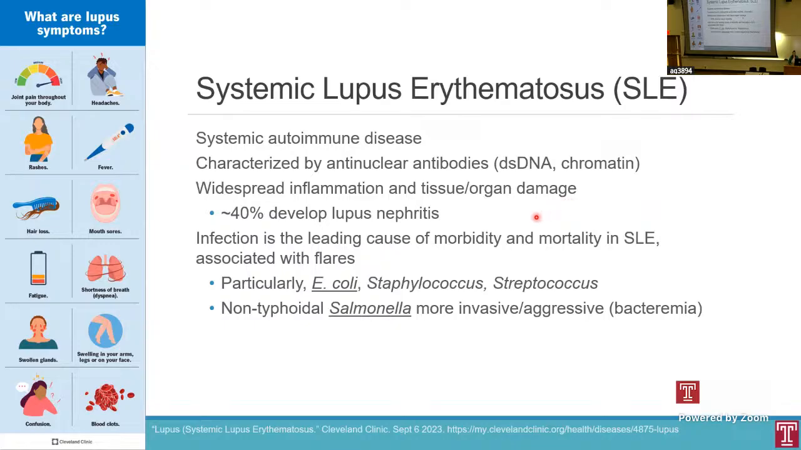One of the organs that can be affected by lupus is the kidneys. So you can end up with lupus nephritis in about 40% of patients. Infection is the leading cause of morbidity and mortality in SLE and is associated with flares. Particularly common infections are E. coli, staph, and strep. Non-typhoidal Salmonella, the kind that causes gastroenteritis, tends to be more aggressive and invasive in these patients as well.